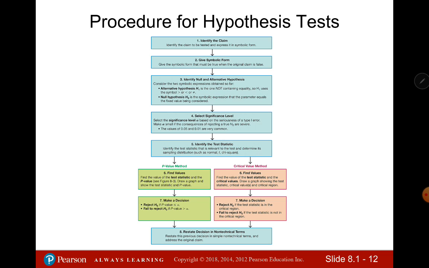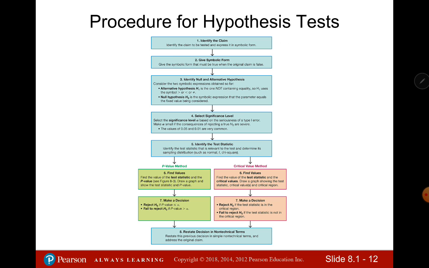So this is the general procedure for the hypothesis test. First, in your background, when you do the hypothesis test, you should figure out which sentence is our claim. You should find which sentence is the assumption or the statement. Then try to express it in symbolic form. So first, identify the claim. Second step, give the symbolic form. Step 3, we should determine which one is our alternative hypothesis and which one is our null hypothesis.